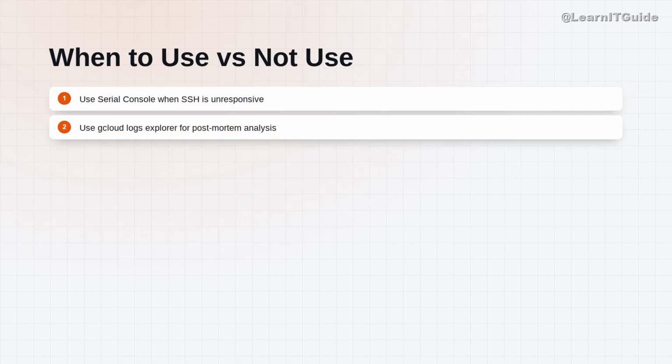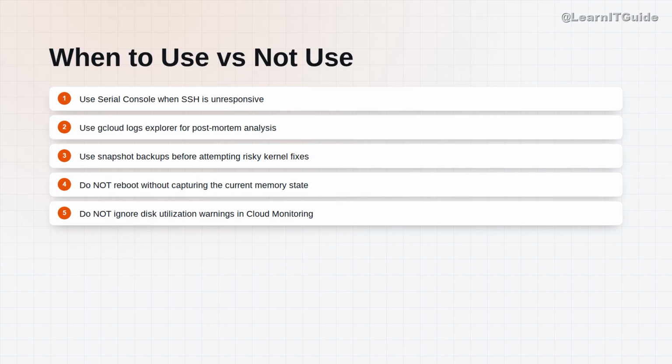How do you decide which tool to use? Use the serial console whenever your standard SSH connection is completely unresponsive. Use the Logs Explorer for long-term analysis after the crisis. Always take snapshot backups before attempting any risky kernel fixes. Never reboot the instance without capturing the current memory state first, as you will lose all the evidence. And finally, do not ignore those disk utilization warnings in your monitoring dashboard. They are your best early warning system. Use these criteria to decide if this tool is right for your situation.